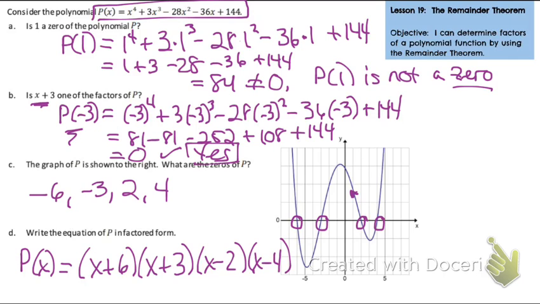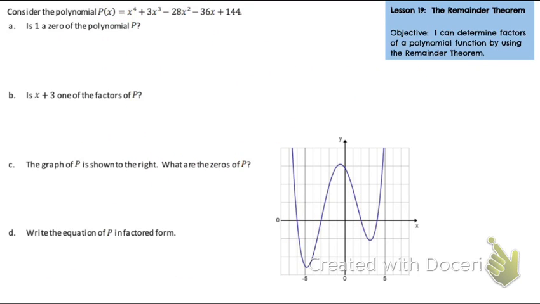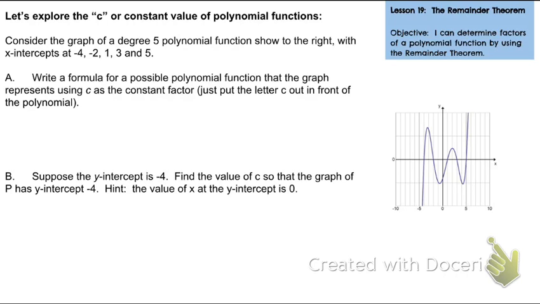Okay, moving on. This is the last part of this video, and then there's going to be a part 2. So not all polynomials have this nice coefficient of 1 in front of them. Sometimes they have a constant value in front of the polynomial.